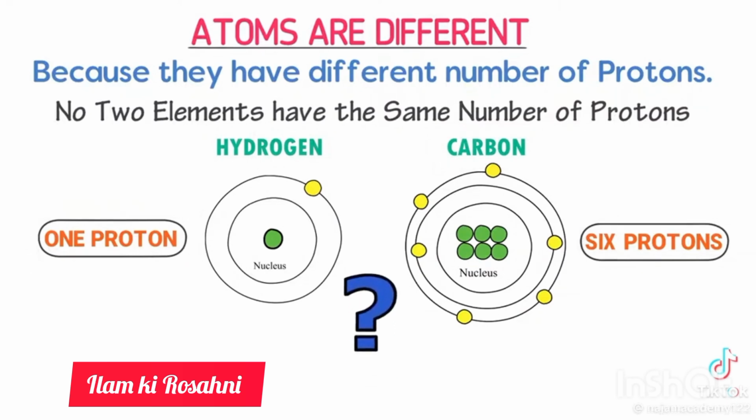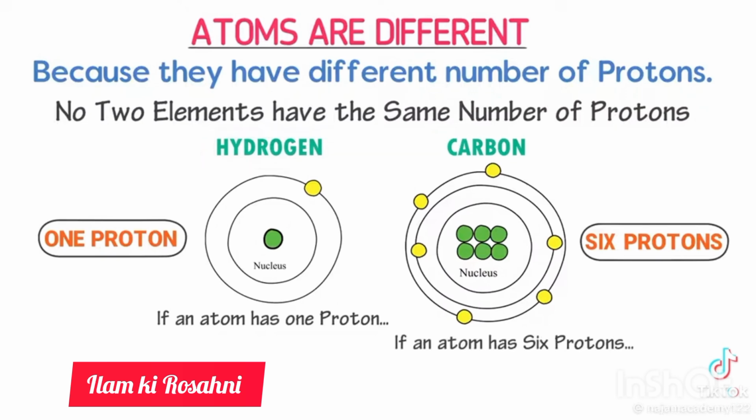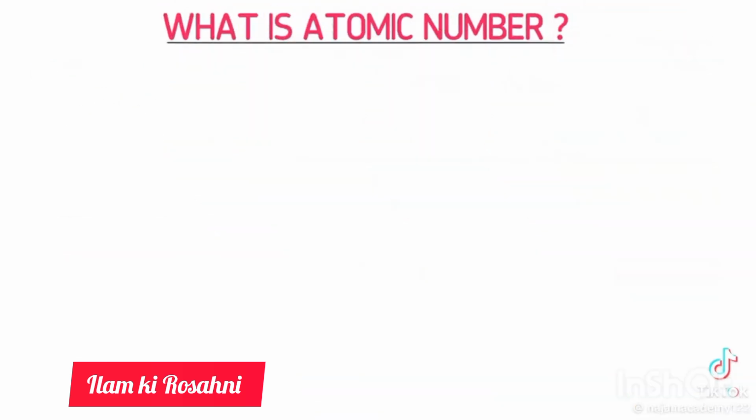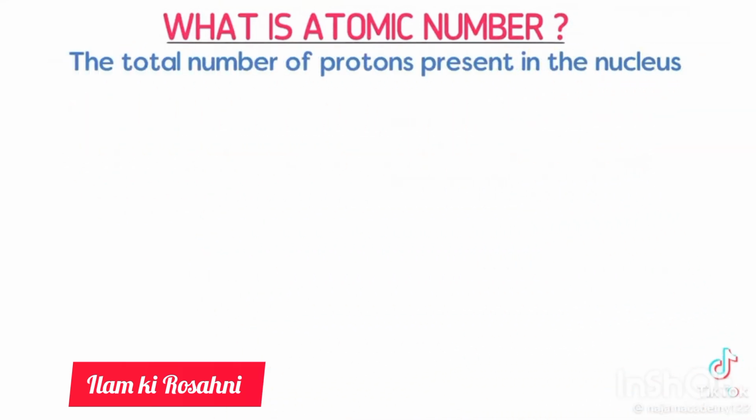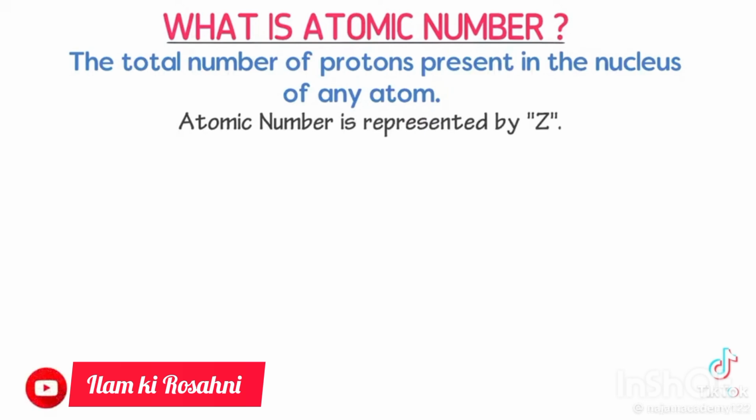Now, what have we learned from this example? We have learned that if an atom has only one proton, it will indicate hydrogen atom. If an atom has 6 protons, it will indicate carbon atom. Therefore, we say that atoms are different from each other. Now, what is atomic number of an element? The total number of protons present in the nucleus of any atom of an element is called atomic number of that element. Atomic number is represented by the symbol Z.